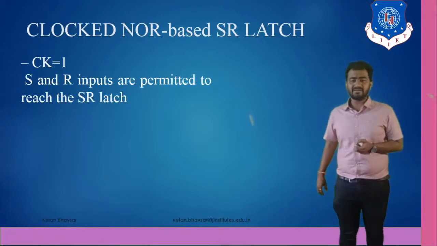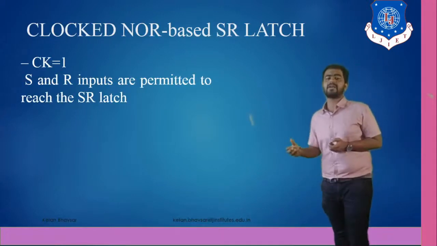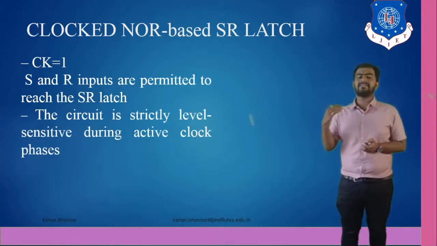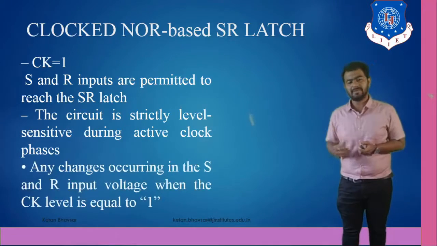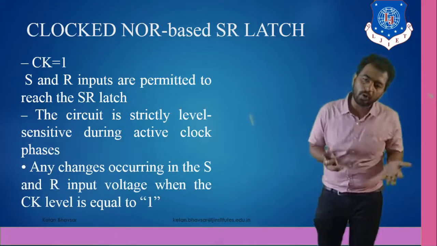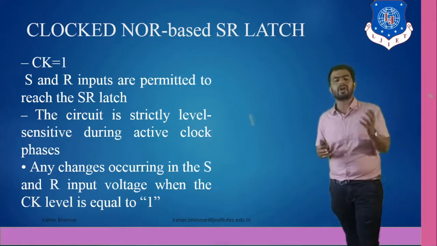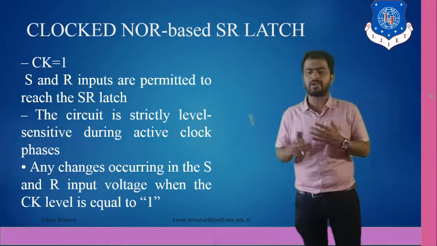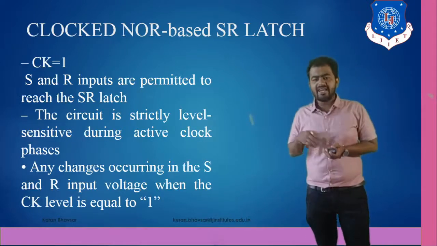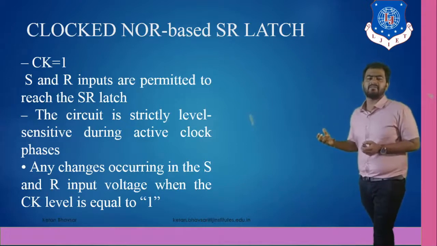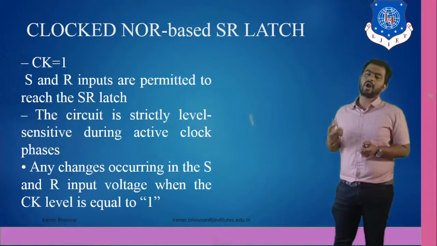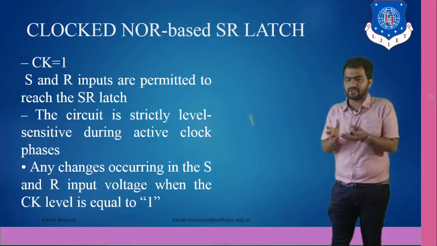If clock is equal to 1, meaning you are providing the clock pulse, then the S and R inputs are now permitted to reach the SR latch, and the circuit is strictly level sensitive during the active clock pulses. Okay, so it is working on active clock pulses, but it can also work on an active low based concept. If you're talking about clock pulses, you can work on active high or active low, based on your application. Now, any change occurring in the S and R input level when the clock pulse level is equal to 1, meaning whenever the clock pulse goes high, you can see the variation on the output side.